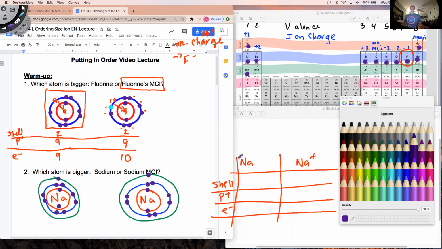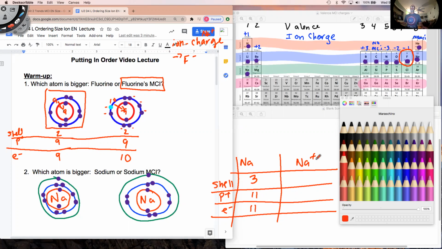So let's fill this out. How many shells does sodium have? 1, 2, 3. You can see it's on the third shell. So sodium has 3 shells. Let's get rid of that. Let's shrink it down a little bit. All right, sodium has 3 shells. How many protons does sodium have? Sodium has 11 protons. And the electrons, sodium has 11 electrons because it's a neutral atom.